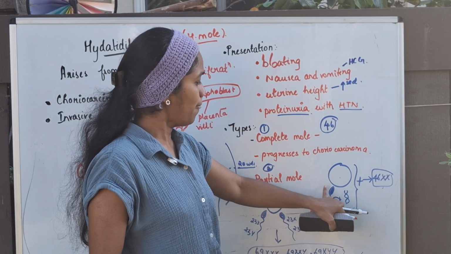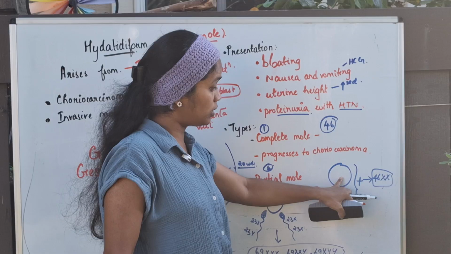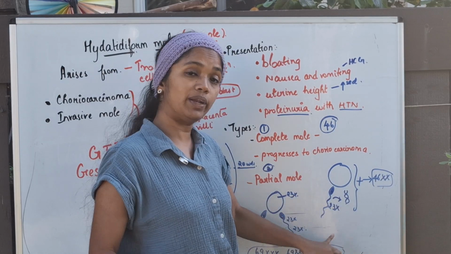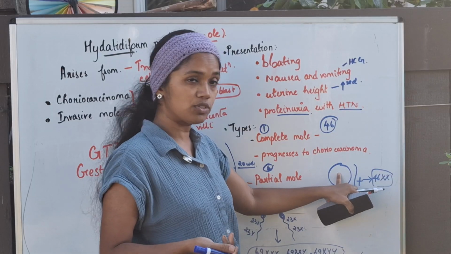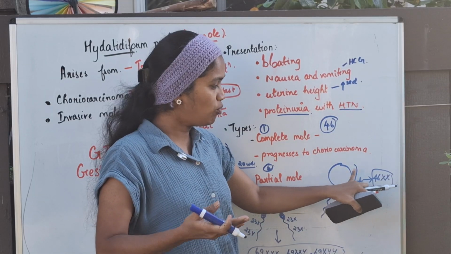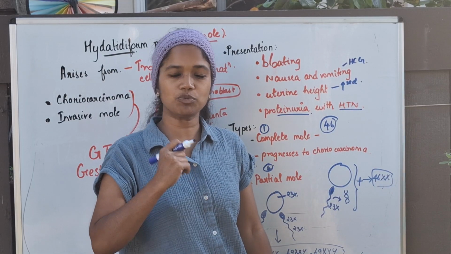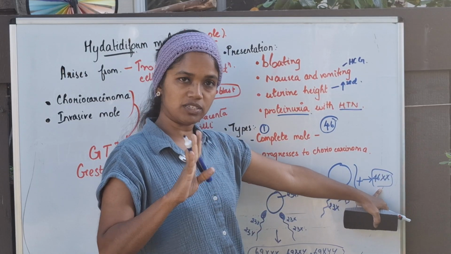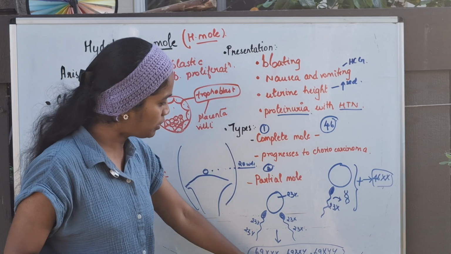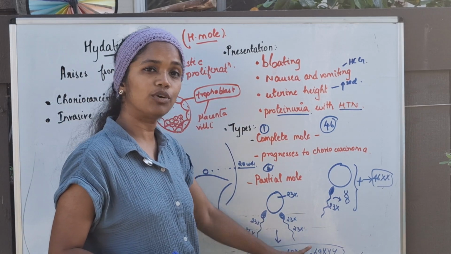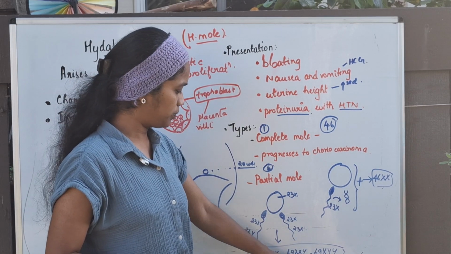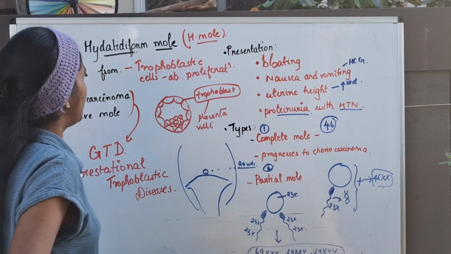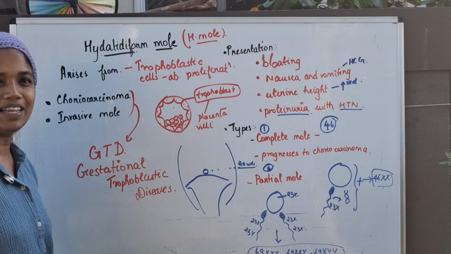Here you might ask me, if the sperm which is 23X fuses with the ovum, then we have 46XX. What about the sperm if it is 23Y? Even if the 23Y fuses with the ovum, we will not have 46YY. 46YY is incompatible, so we don't have such a presentation. Either it can be 46XX or nothing. But partial mole can present with any one of these chromosome combinations. So this is about Hydatidiform mole in short. Thank you for listening all this while.